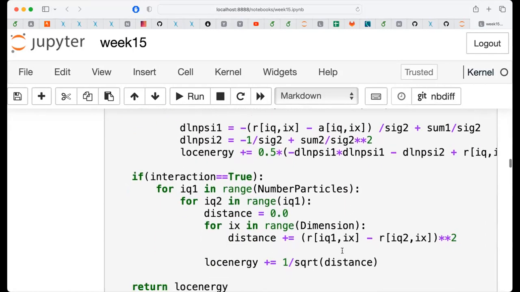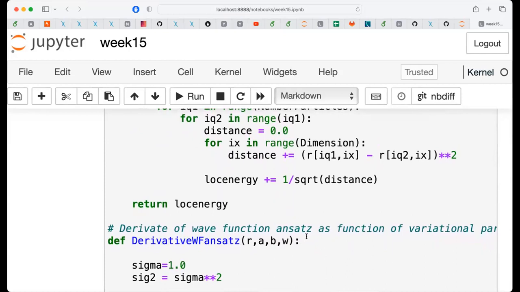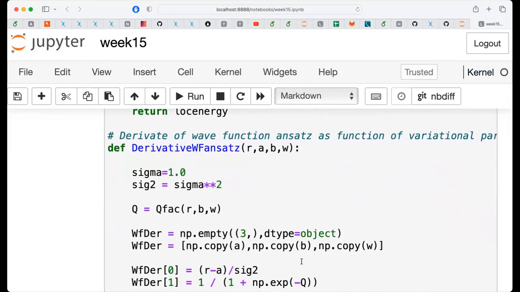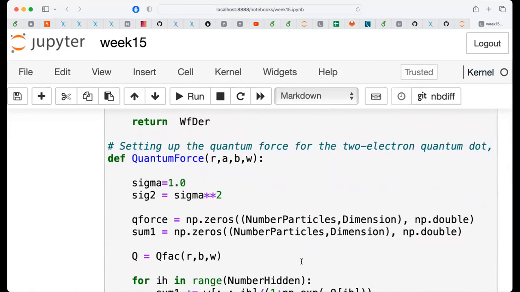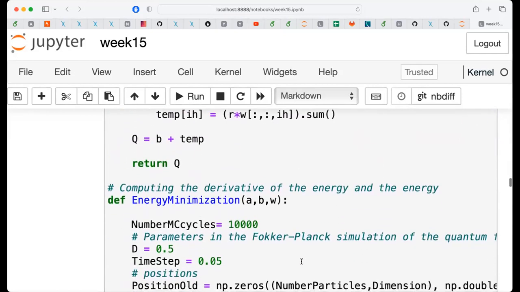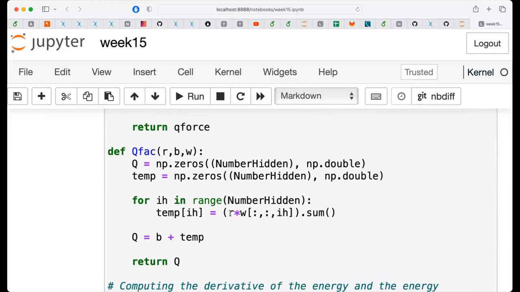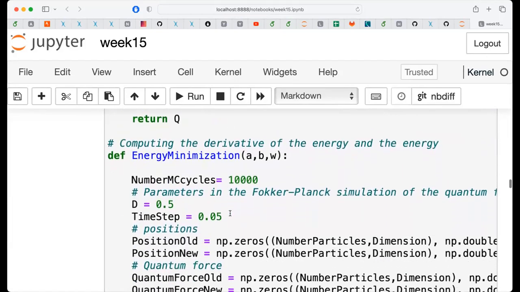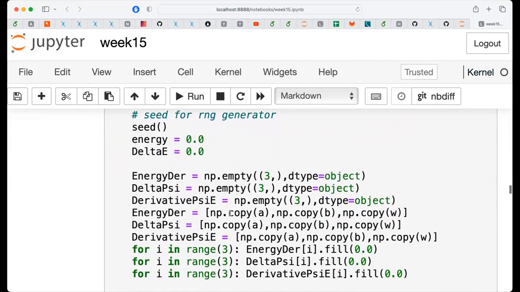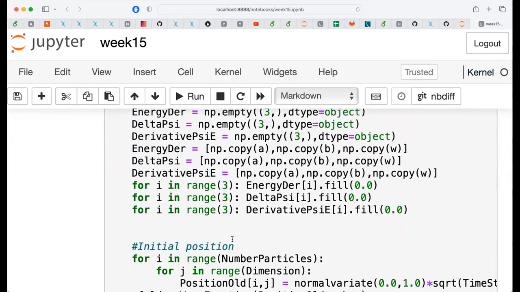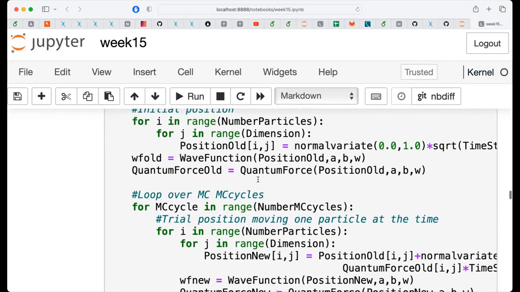And there's also an option if you want to plug in the interaction piece. There is a derivative of the trial wave function, which is given by the Boltzmann machine. And we went through the equations last week and the week before, and similarly with the quantum force. So these would be the pieces which you would need to change in your old code from project number 1. The rest, the energy minimization, is a standard Markov chain Monte Carlo, where you loop over the parameters you have. You have a loop over the number of particles, you set up the initial positions, etc., and then you have the loop over Monte Carlo cycles.